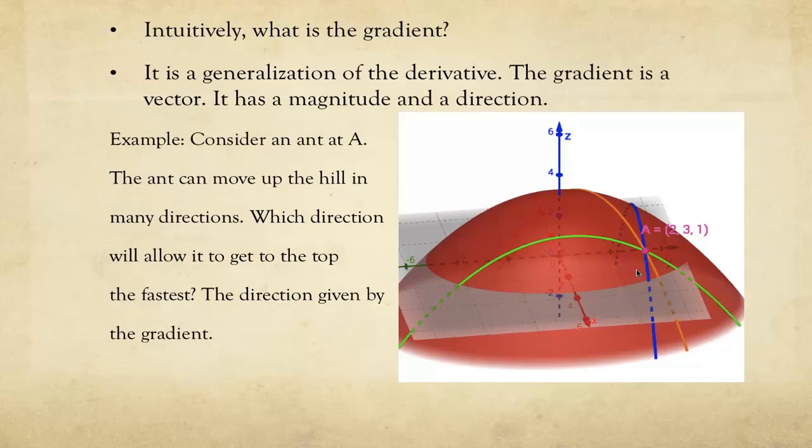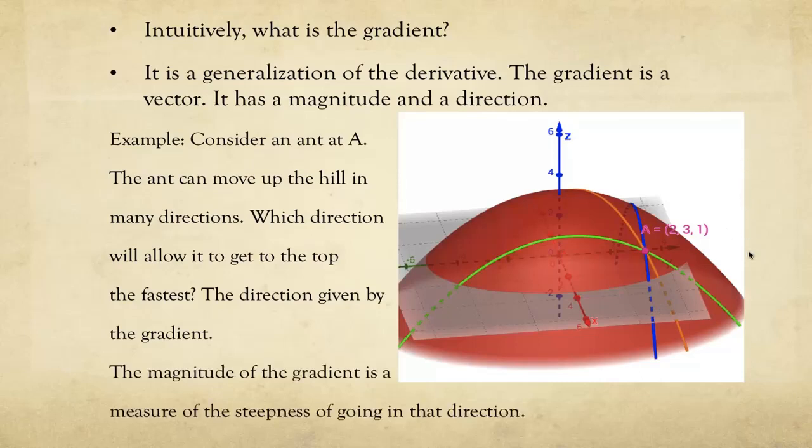The ant can move in any direction it wants. It can choose to move only along the x direction, as we saw earlier with the partial derivative, or it can choose to move along the y direction, which is given by the green and the blue lines. Or in fact, it can choose to move in any direction. Say you decide to move in a random direction, given by the orange curve. So the ant is free to move in any direction. The question here is: which direction will allow the ant to get to the top the fastest? Suppose it wants to get to the top of this hill as quickly as possible. What direction should it go?